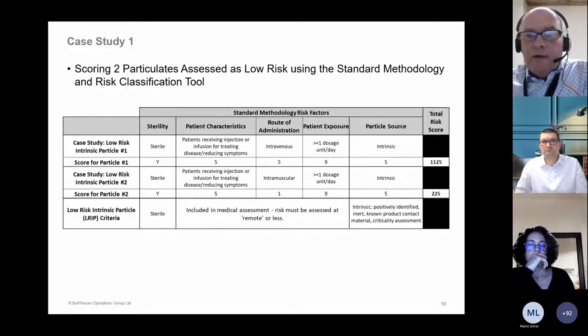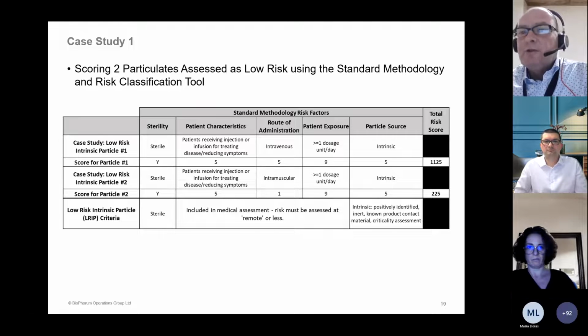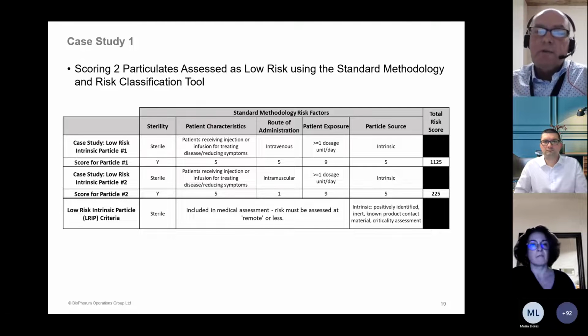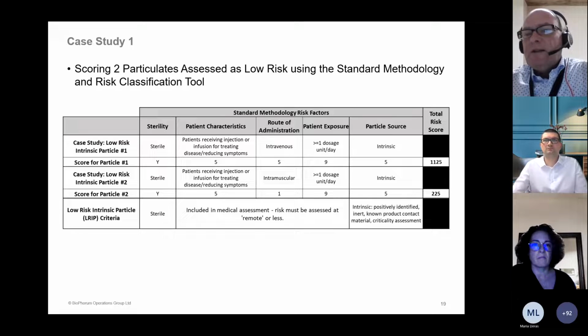So if you look at this part, you see that in fact it's all the same, the same kind of particle, the same kind of route of administration, but here the exposure to the patient is higher. It's more than 1 dosage unit per day, so then it becomes a 9, and you see that the values of the total risk score are going up. So it depends where you put it. This one is 1125, so it is a higher risk, and the other one is still 225, so it's more in the middle. So you see that the final outcome depends on how you score this.